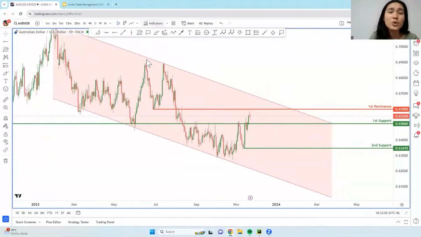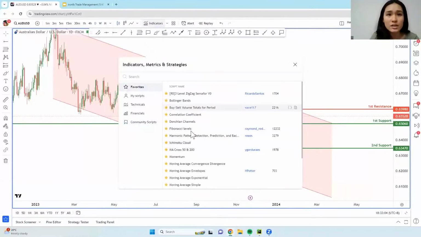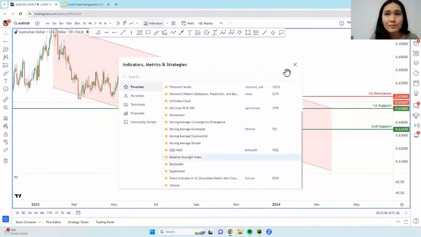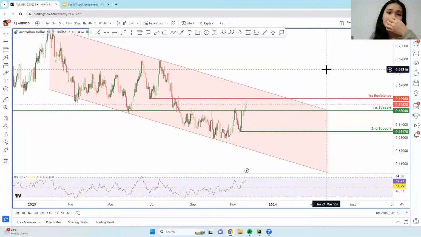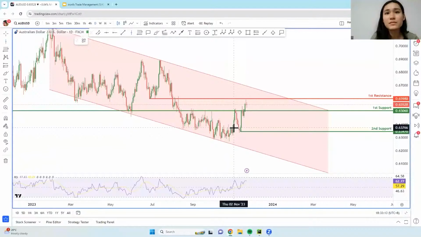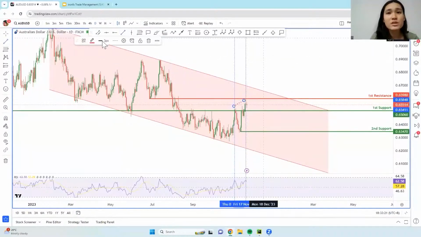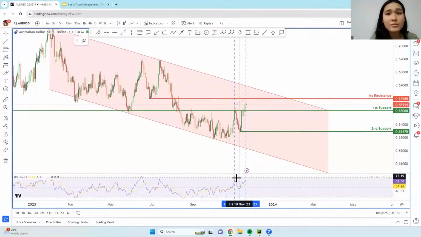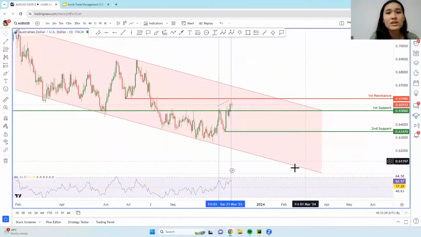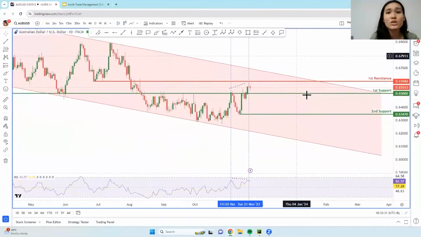I wanted to point out as well, let's take a look at RSI. Okay, over here we have a bit of a divergence. We have prices moving upwards on our daily time frame, whereas over here you see the RSI dropping, or rather making a lower low.